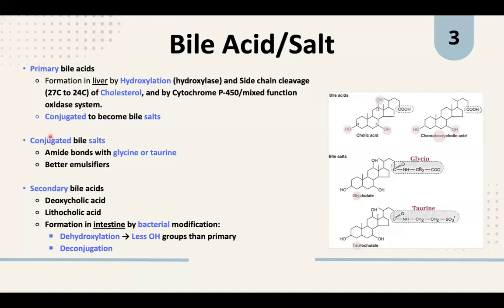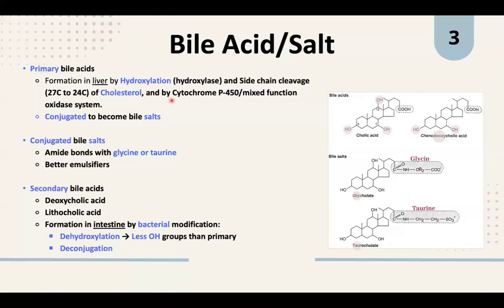What are the differences between all of these? Primary bile acids are what you get first when you have cholesterol in the liver and you want to make bile acids to put into the bile. You put this cholesterol through hydroxylation by hydroxylase enzyme and side chain cleavage to remove some carbon atoms, because cholesterol has 27 carbons and bile acids have 24 carbon atoms. So you want to remove the side chain.